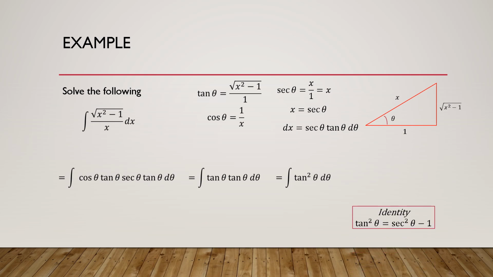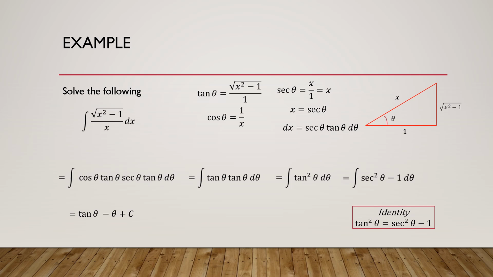We can now use the identity tangent squared theta equals secant squared theta minus 1. Now we take the integral. The integral of secant squared theta d theta is tangent theta, and the integral of 1 d theta is theta. So we get tangent theta minus theta plus c.